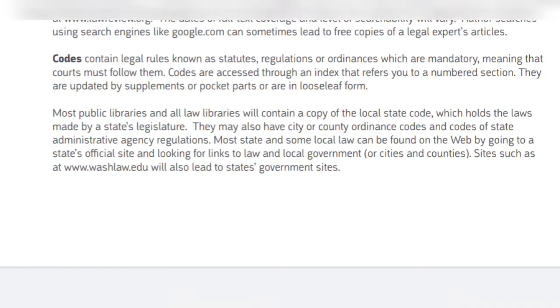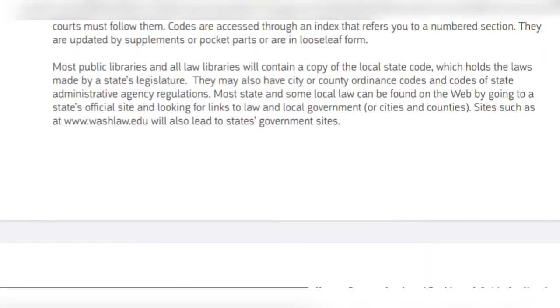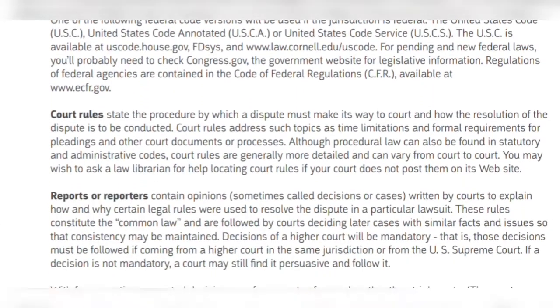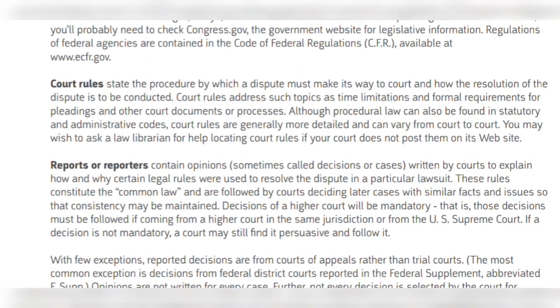Codes contain legal rules known as statutes, regulations, or ordinances, which are mandatory, meaning that courts must follow them. Codes are accessed through an index that refers you to a numbered section. They are updated by supplements or pocket parts or are in loose-leaf form. One of the following federal code versions will be used if the jurisdiction is federal, the United States courts.